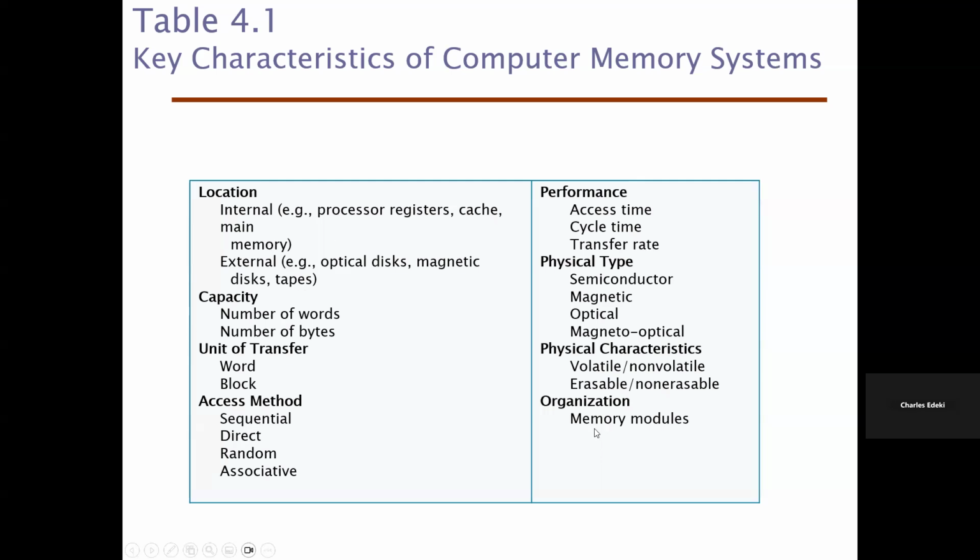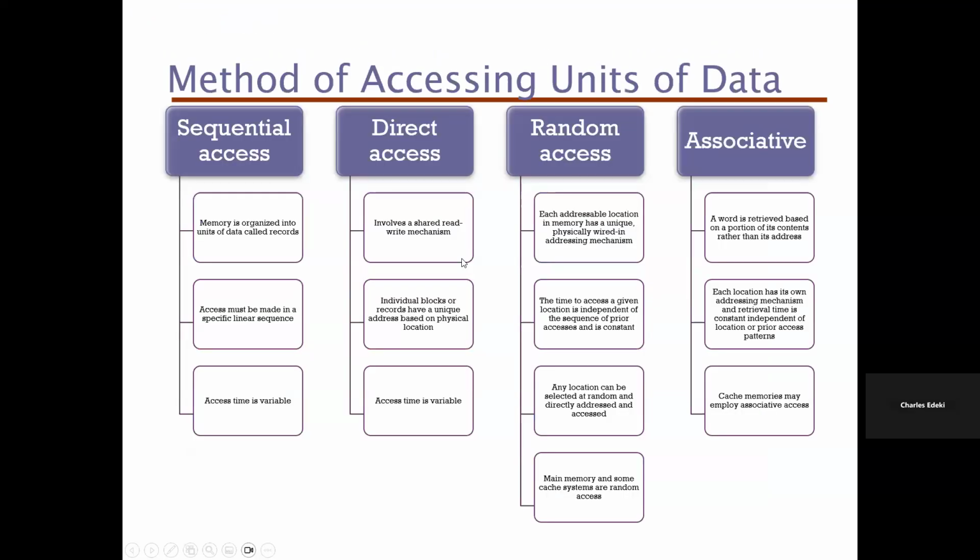So these are all the possible characteristics of a typical memory system. Also, we have physical characteristics, whether it's volatile or non-volatile, or, say for read-only memory, whether it is erasable or non-erasable. Then organization, they are using modules or memory modules. Okay, if no question, let's go. We'll also go into details on this.